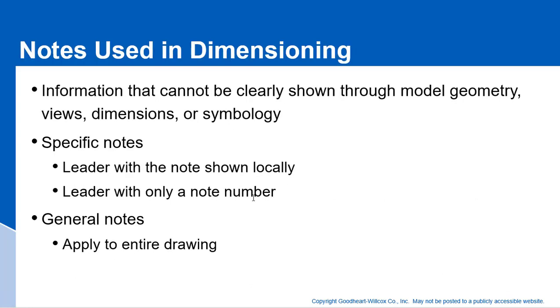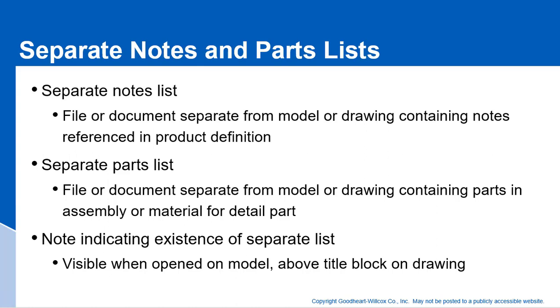Now, contrast that to general notes, where general notes apply to the entire drawing. And then you can have another note that would say, see separate notes list, or see separate parts lists, or a note indicating the existence of the separate parts list. In some cases, the parts list exists in another system, and you wouldn't have that available on your 2D drawing.